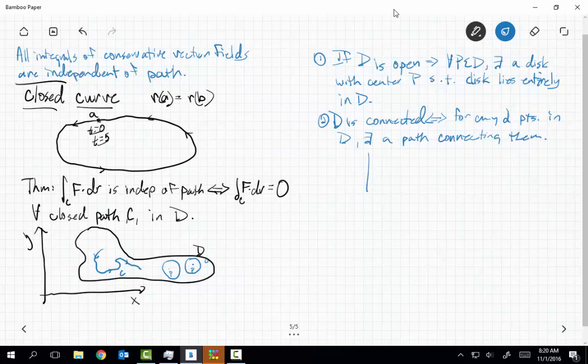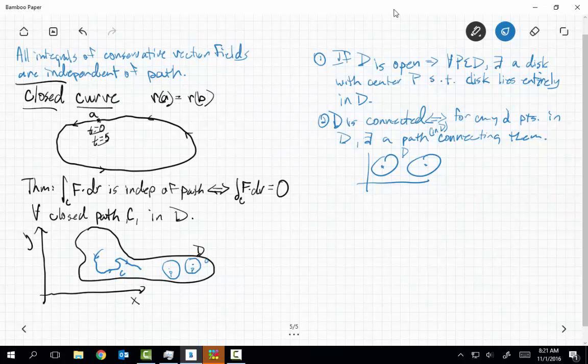In other words, D can't look like this. I've got this and this. If I've got a point here and a point here, I can't get from here. This should be, for any two points, there is a path in D connecting them. For me to get from this point to this point, I have to leave D, if that makes sense.